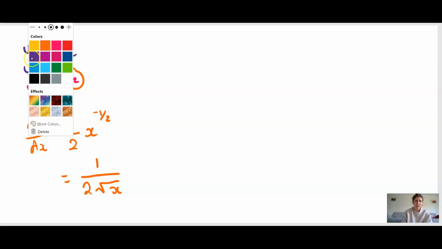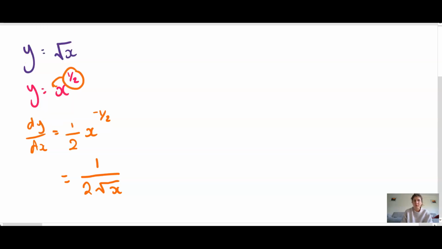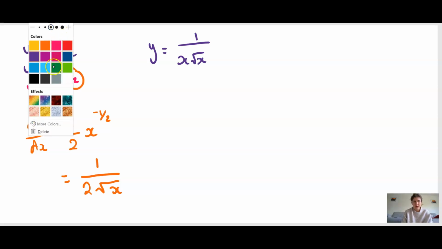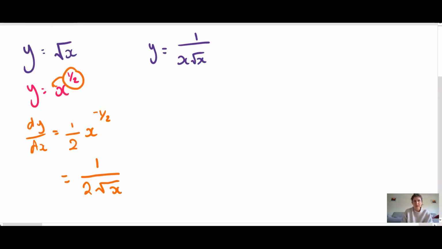Another function that we might want to look at, which might involve a little bit more simplification, is if we had something like 1 over x square root x. Now, for this one, we want to use some index laws again before we differentiate. So we've got 1 over x to the power of 1, that's that x there, times x to the power of a half. This is positive a half because it's still on the bottom of the fraction. If we brought that up to the top, it would become a negative a half, but when it's still on the bottom, it's positive a half.